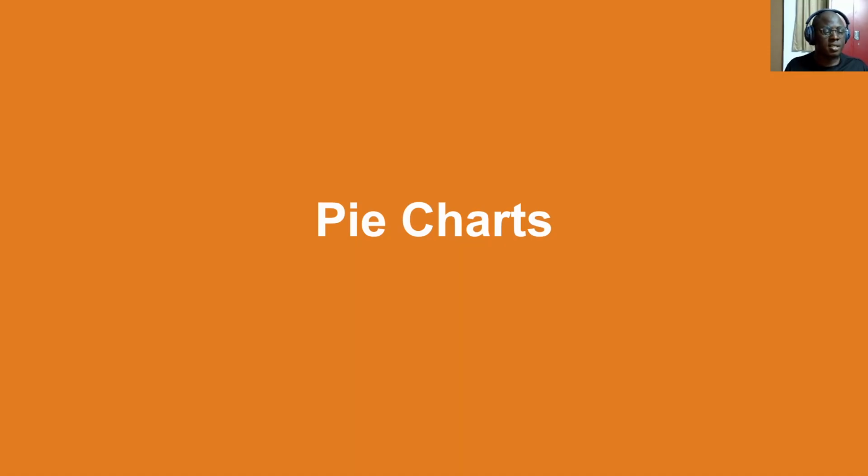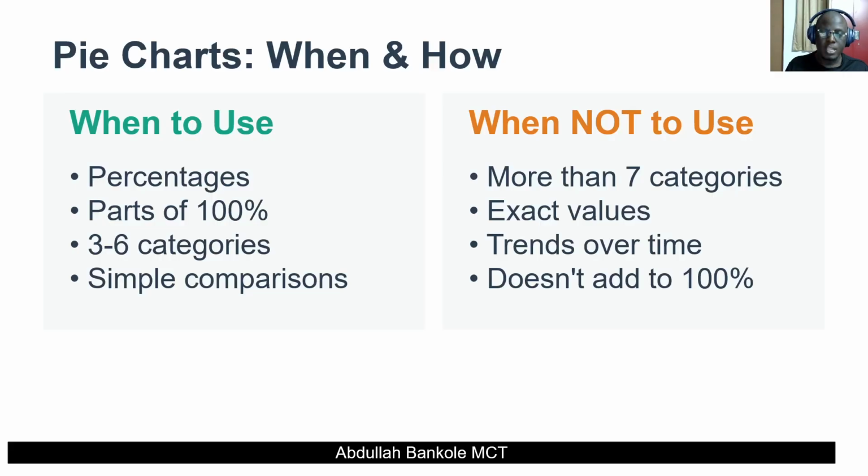Now let's talk about the pie chart. What are the pie charts? The pie charts are used to show percentages, which are the part of 100%, the part of a whole data. And best case is it must not be more than 6 categories. No, it's between 3 to 6 categories.